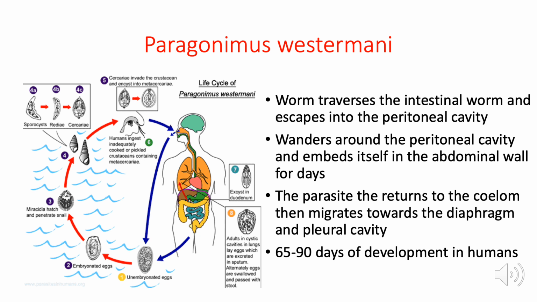Now, it would take the parasite 65 to 90 days to complete its development from metacercaria to the adult stage in humans. Do you know that the adult stage of Paragonimus can stay in our body for 20 long years?